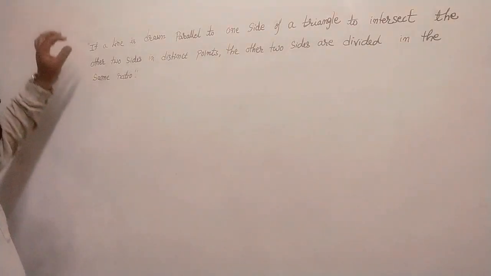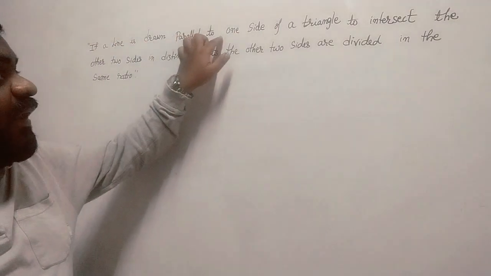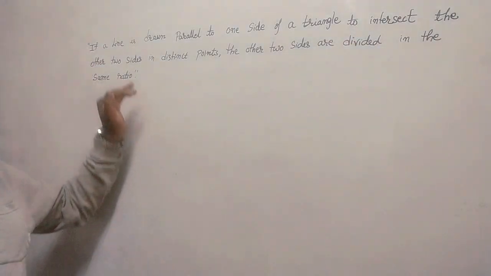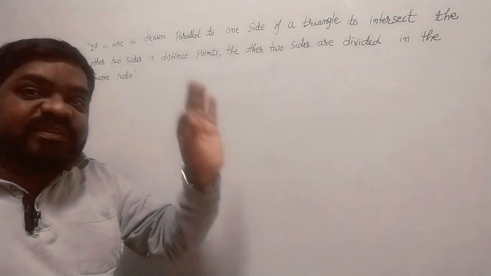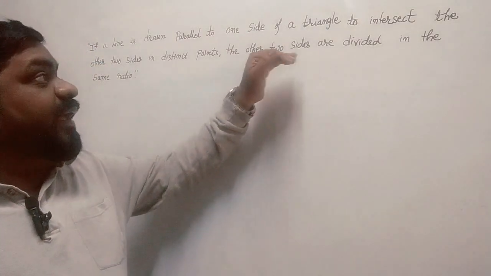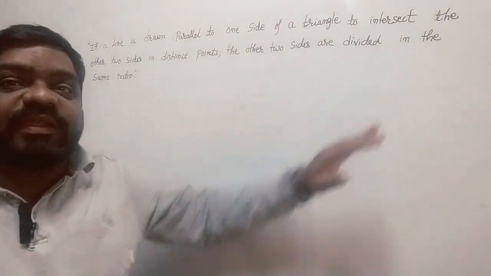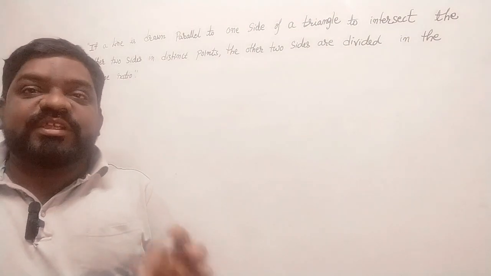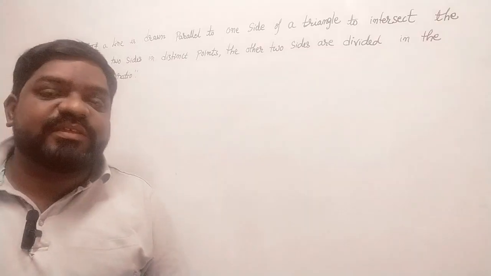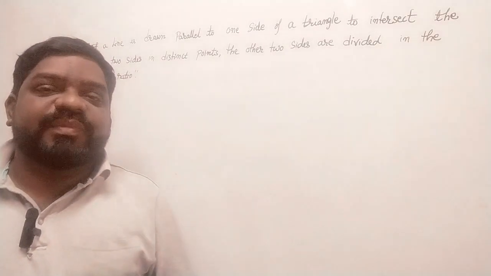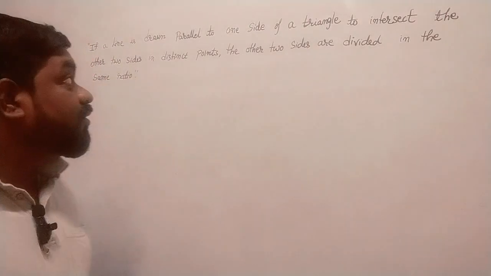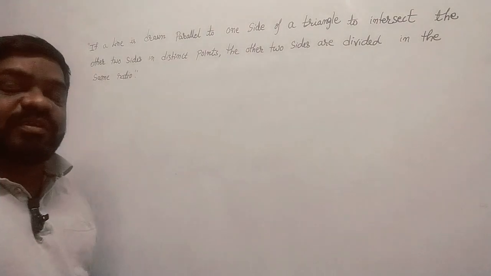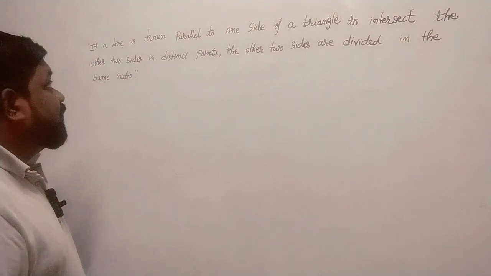Look at the statement. If a line is drawn parallel to one side of a triangle to intersect the other two sides in distinct points, then the other two sides are divided in the same ratio. If you have understood the statement properly, then it's very easy to prove the theorem. We'll read word by word and understand the theorem.